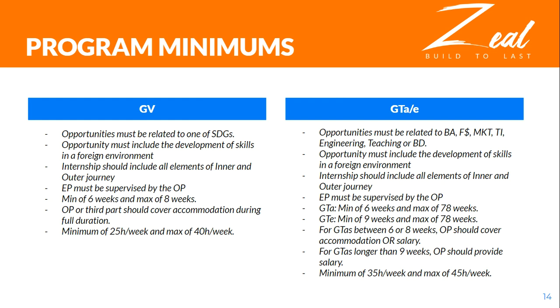Now we'll talk about the program minimums. What should at least be done for a program to be called so? To be called a global volunteer, the opportunities must be related to one of the 17 Sustainable Development Goals. Fight zero hunger, no poverty, quality education, etc.